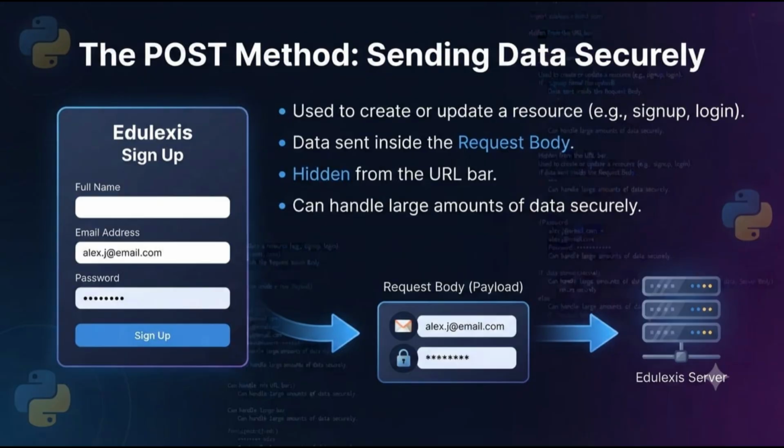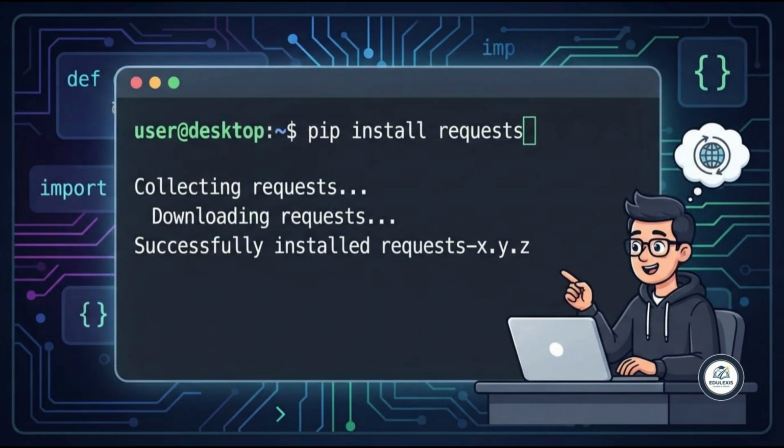The POST method, on the other hand, is used to send data to a server to create or update a resource, like submitting a login form or signing up for Edulexis. Unlike GET, POST data is sent inside the request body, hidden from the URL bar, and can handle large amounts of data securely. Now let's see how Python interacts with the web.